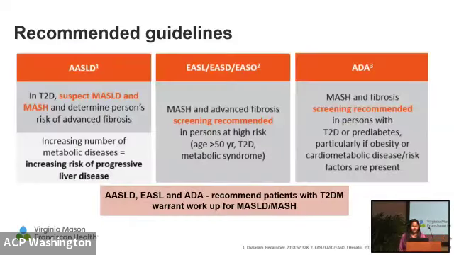And that's why it's not surprising that all three groups, the AASLD, which is the American Association for the Study of Liver Diseases, the EASL, which is the European, and the ADA, now recommend that all patients with type 2 diabetes should be screened for MASLD and MASH. And just like when you see your type 2 patients, you check for diabetic retinopathy, nephropathy, neuropathy, you should also now consider diabetic hepatopathy.